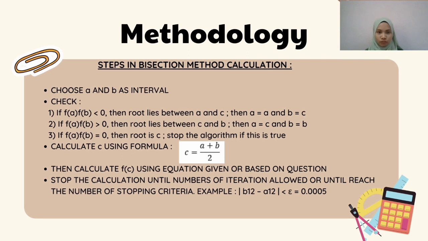After knowing the value of C, the function of C will be calculated by using the equation. Then stop the calculation when the number of iterations allowed is reached or when it reaches the stopping criteria.